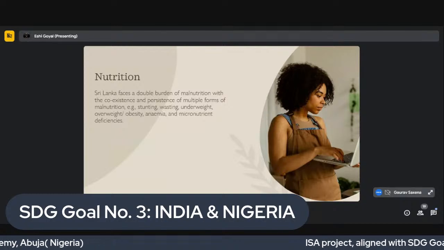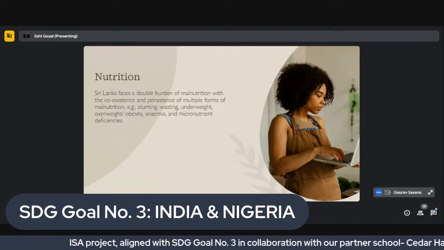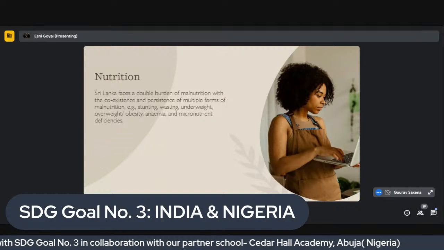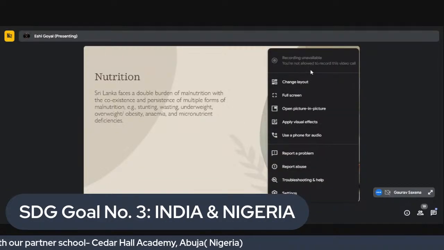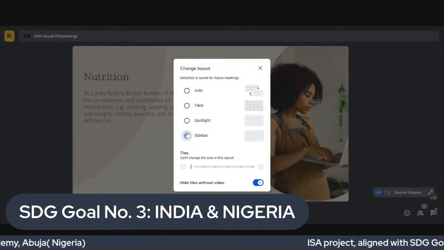Nutrition. Sri Lanka faces a double burden of malnutrition with the coexistence and persistence of multiple forms of malnutrition. Examples: stunting, wasting, underweight, overweight, obesity, anemia, and micronutrient deficiencies.